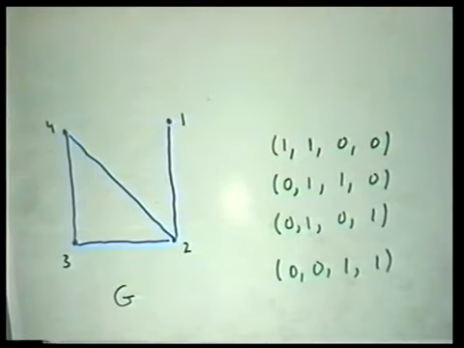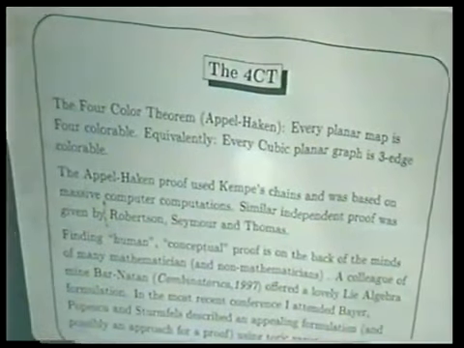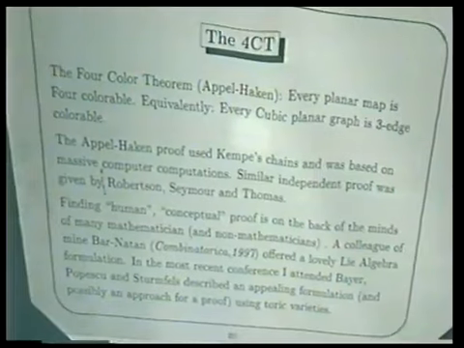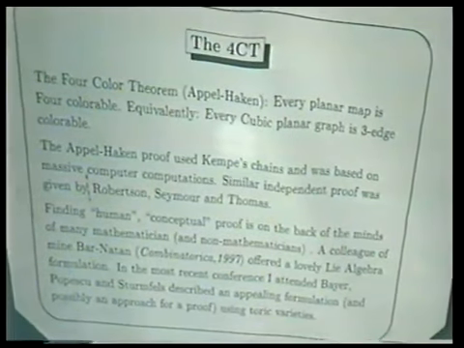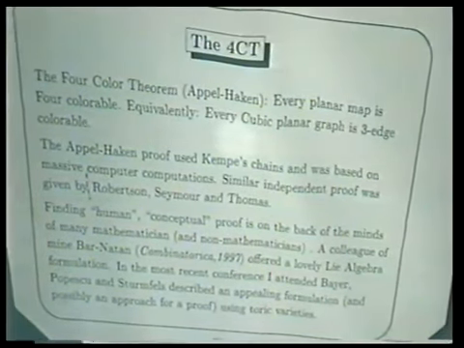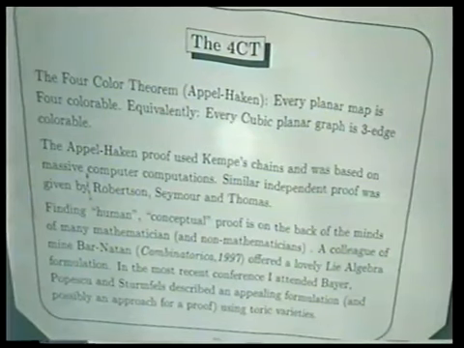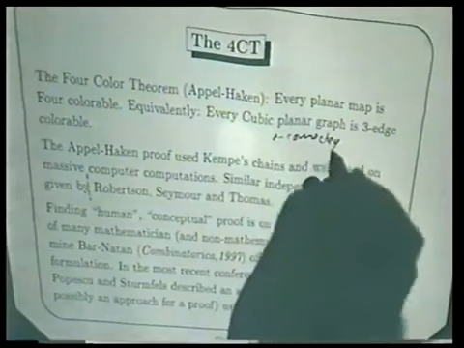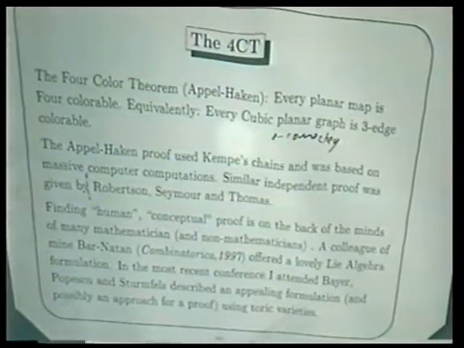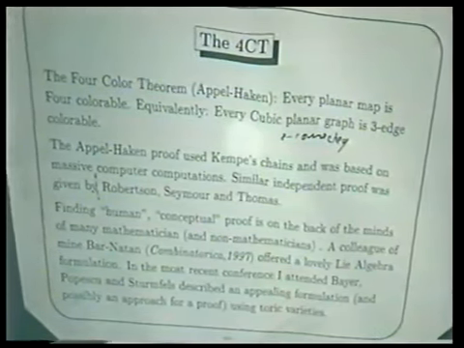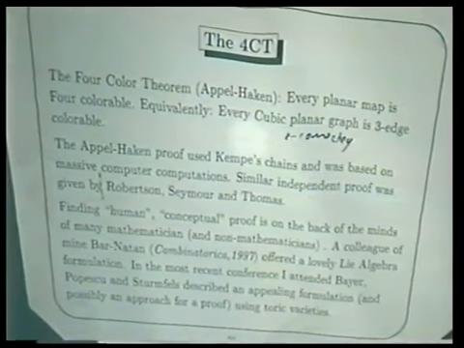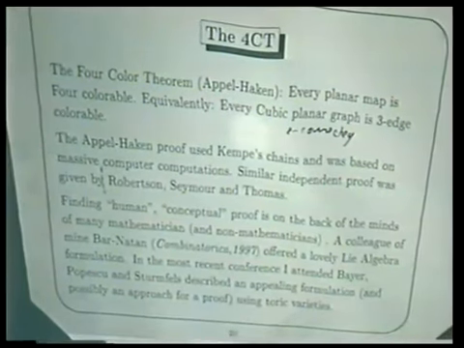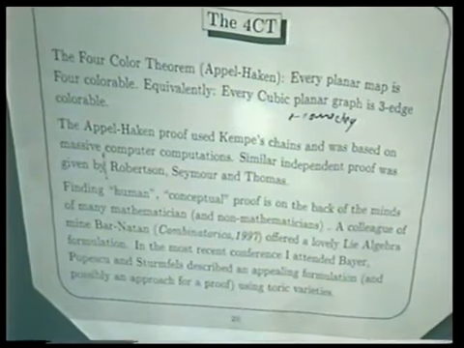So I will repeat some of what Noga has said, and I'll remind you of the 4-color theorem, which says that every planar map is 4-colorable. And as Noga indicated, this is equivalent to saying that every cubic, let's say 2-connected, planar graph is 3-edge colorable. So whenever we have a cubic planar 3-connected graph, we can color the edges with 3 colors.